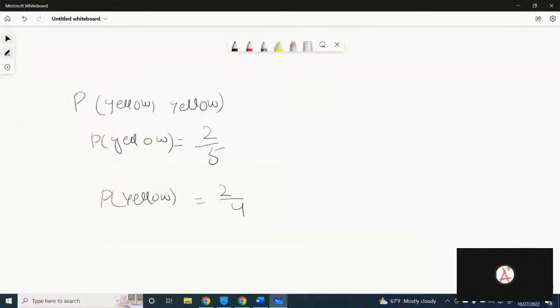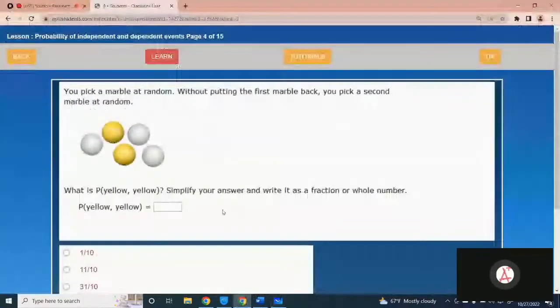Basically, for these two events, you selected marbles for the first time and for the second time. They are the two events. For the first time, you have five marbles, and you can select any marble at random. So that is the first event. But for the second time, without putting the first marble back, you have four options. So the events are dependent.